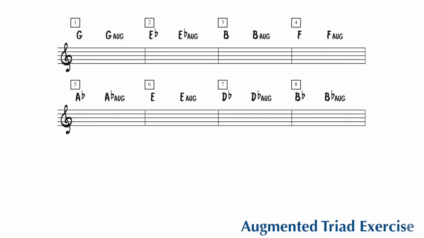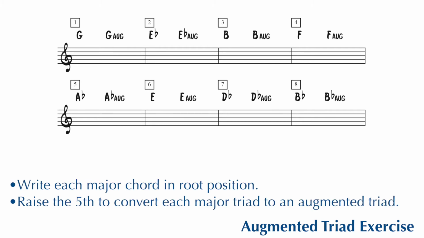At the bottom of page 59, we have this augmented triad exercise. Your job is to write the given chords in root position, and the first chord is going to be a major chord, the other is going to be an augmented chord with the same root.